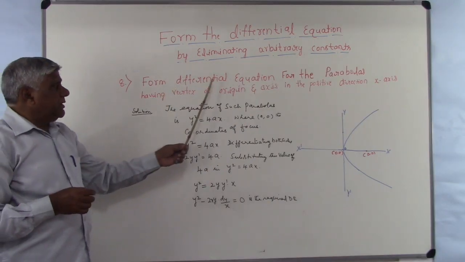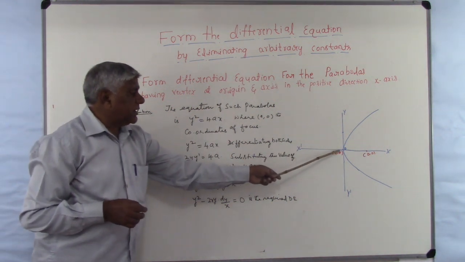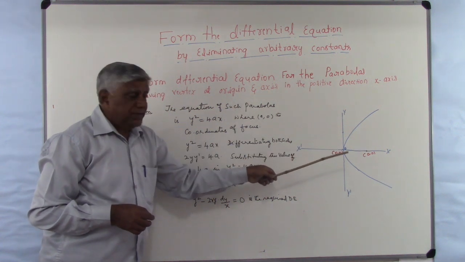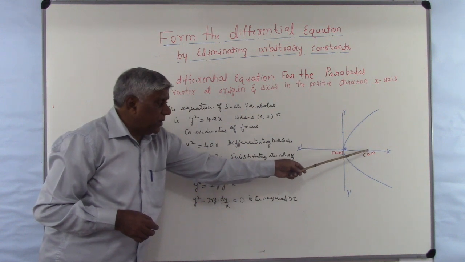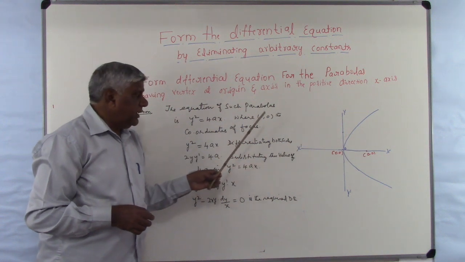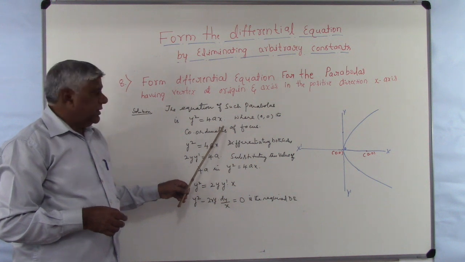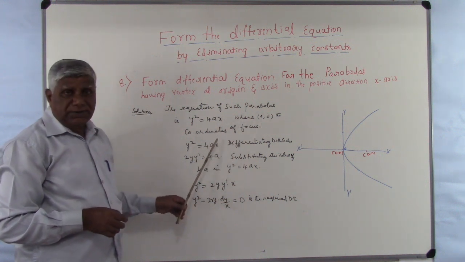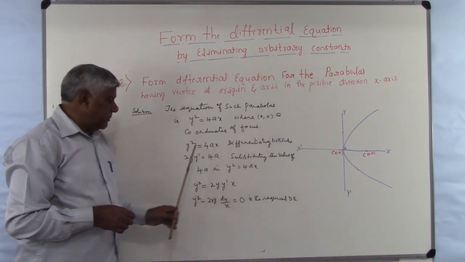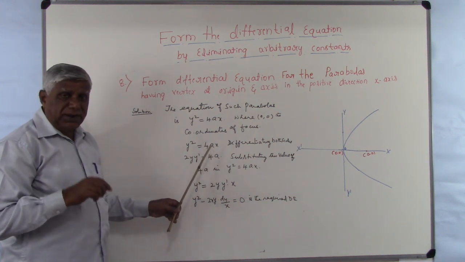Eighth problem: form the differential equation for the parabolas having vertex at the origin and axis in the positive direction of the x-axis. See here, the coordinates of the focus are (a, 0). The coordinate of the focus is (a, 0). And the equation of such a parabola is y square is equal to 4ax, with focus (a, 0). Now y square is equal to 4ax, we are differentiating both sides. It becomes 2yy dash is equal to 4a, because the differentiation of x is one.